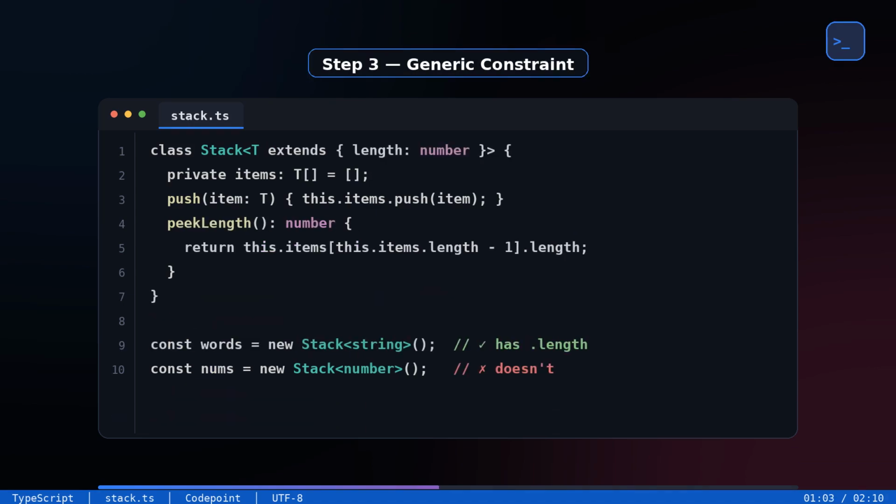Now, step 3. Generic constraint. Add a peek method that logs how long the top item is. That only works if T is guaranteed to have a length, so we constrain it with extends. class Stack<T extends { length: number }>.